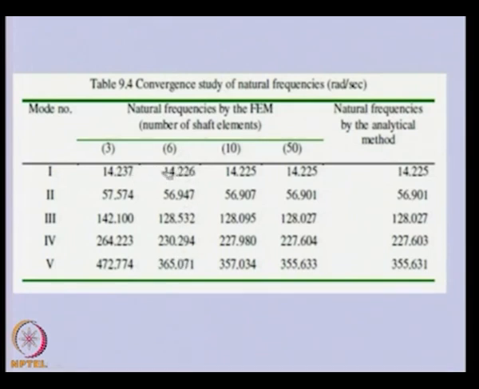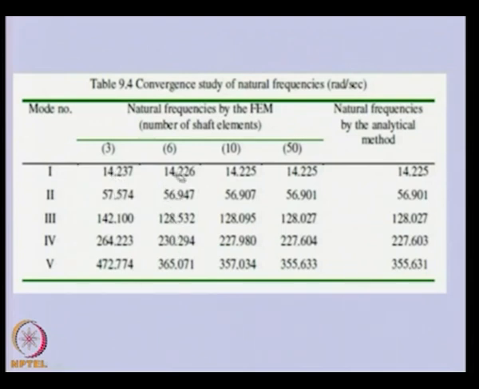You can see the first and second are close, but for the third there is a difference, the fourth also has a difference, and the fifth also has a lot of difference. That means with 3 elements, the natural frequencies we are getting up to the 5th mode are not accurate, but up to the 2nd mode they are reasonably okay.